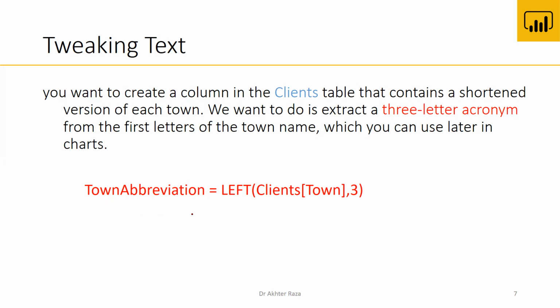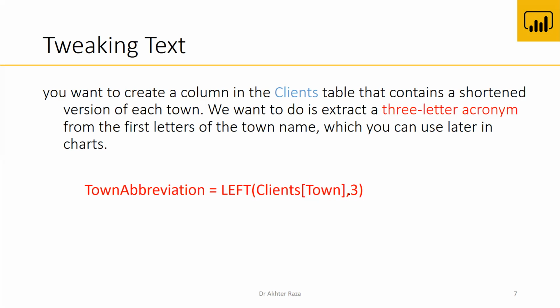This is the new column name, and it is equal to the LEFT function, which is a string function. You can use this LEFT function for extracting the left side characters from a string. In the brackets, you have to specify Client[Town], comma 3. What is Client? Client is the name of the table. What is Town? Town is the field or the column. So the Town column from the Client table, the first three characters.